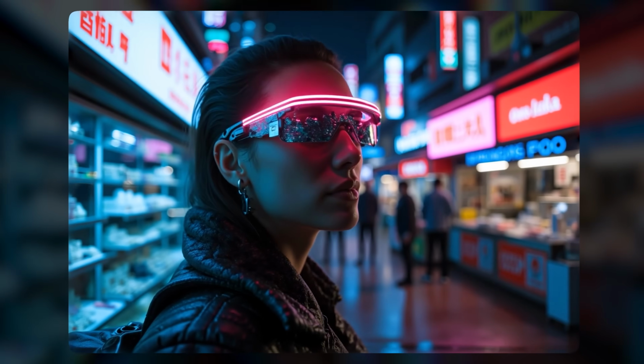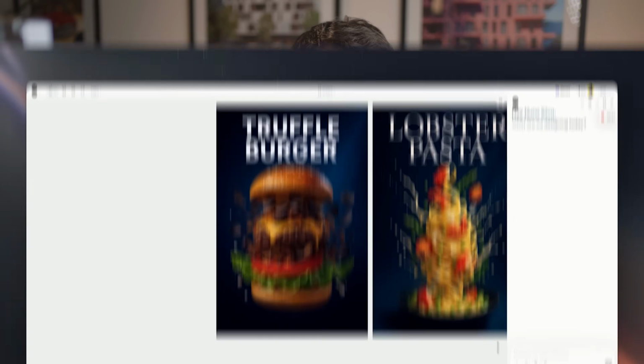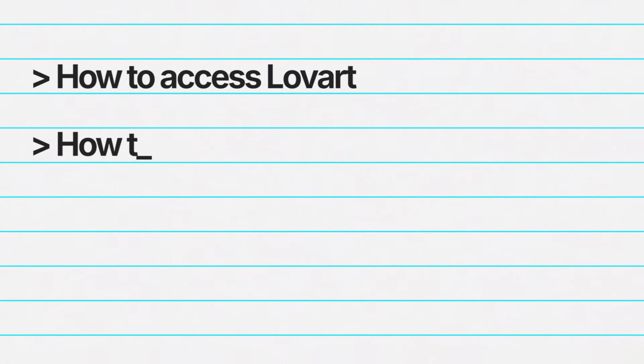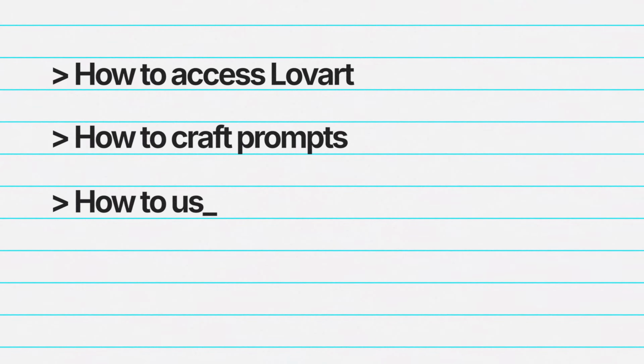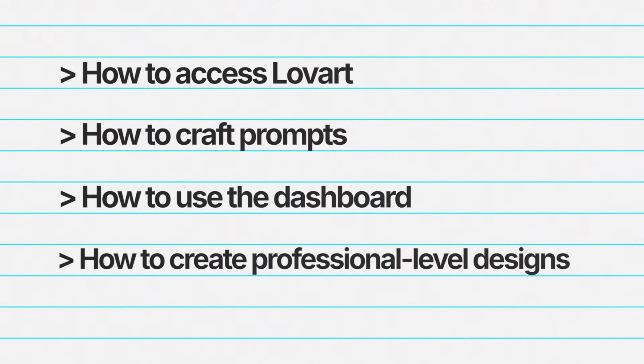So here are a few examples to show you what it can do. It can create amazing videos with sound and incredible detail. It can completely redesign an apartment with different styles, or it can create several versions of a poster. Now that you have seen what it can do, let me show you exactly how I've been using it. I'll walk you through how to access Lovart, how to craft prompts, how to use the dashboard, and how to create professional level designs step by step. So here's what I did.